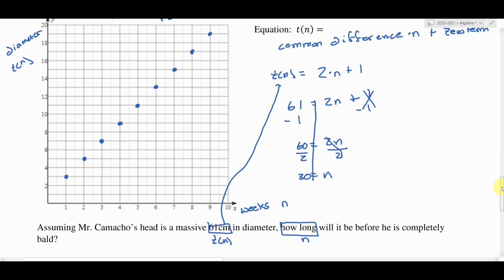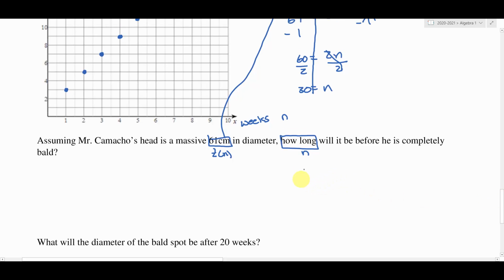So how long is it going to be? Well, it says n equals 30. And remember, n was in weeks. So it's going to take 30 weeks for Mr. Camacho to go completely bald.